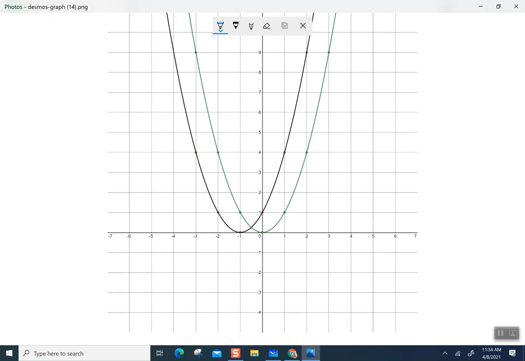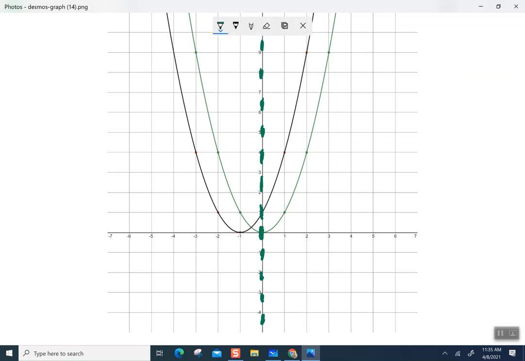If I were to look at this, remember the green line is the parent graph, the black line, I never changed it to red, but the black line is the changed graph. It looks like it moved which direction? Okay, I'm going to do this so you can see it just a little bit easier. This was the original axis of symmetry. Okay, that's where my original axis of symmetry is.